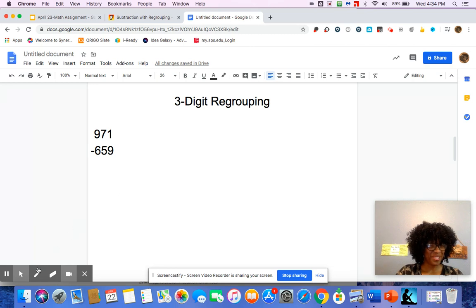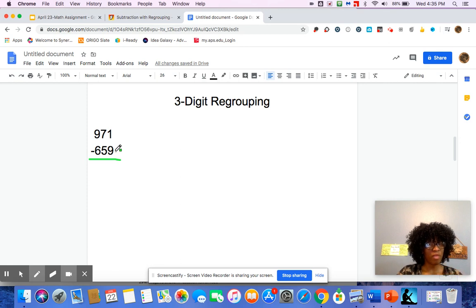Okay, so let's take a look at what we have here. So we have 971 minus 659. Obviously we have our larger number on top here and we are subtracting from here. So we're going to go from right to left. Okay, so let's start in the ones place. If we look at that, we immediately know that we have a problem because we only have 1 and we're trying to take 9 away, which we cannot do.